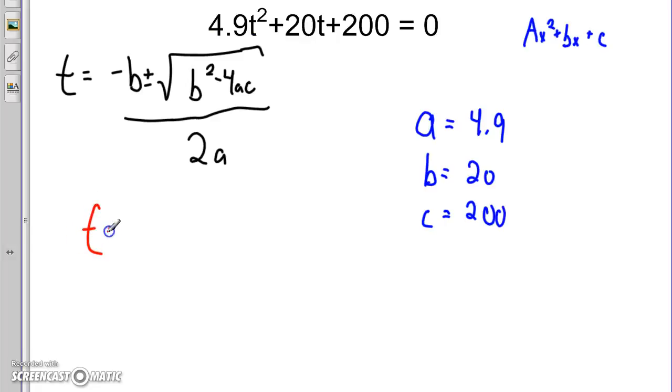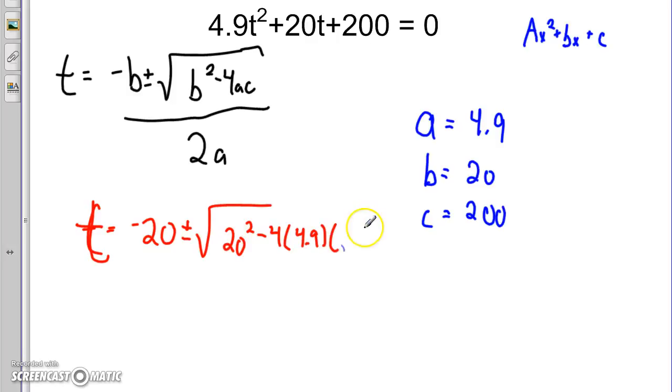All right, so T is going to be equal to negative B, and I'm just going to plug in all the numbers. This is a T, by the way. I know it definitely looks like an F, but it's a T. Negative B plus or minus the square root of B squared minus 4AC, all over, again, don't get sloppy on that, 2A.